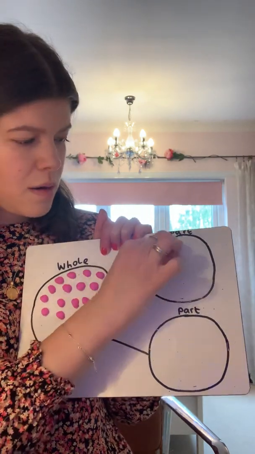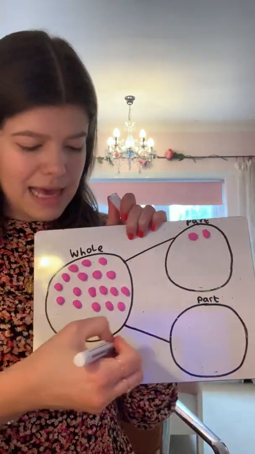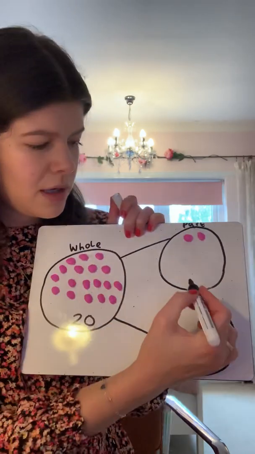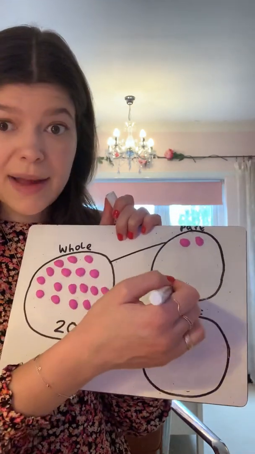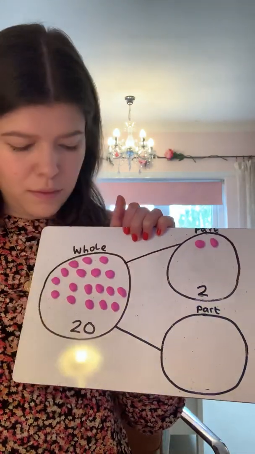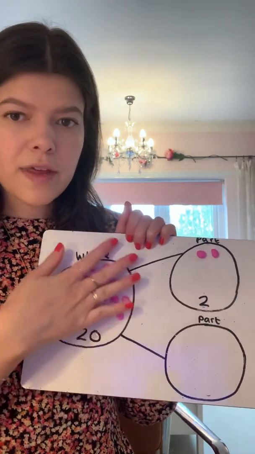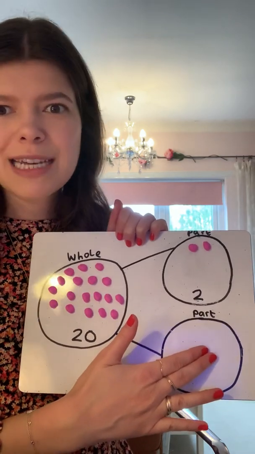Ready? Count with me. 1, 2. So I've taken 2 away from my whole. I've subtracted 2. So I'm going to write the number 2. That shows me how many are in there. Now, to work out what 20 subtract 2 is, I'm going to move the objects that I have left into this part and count them.